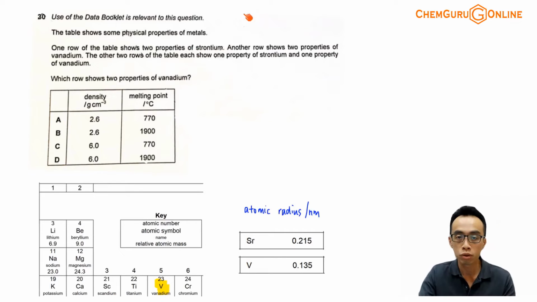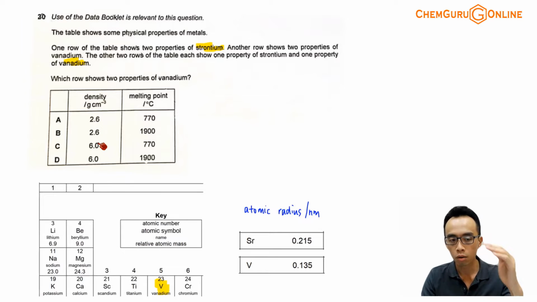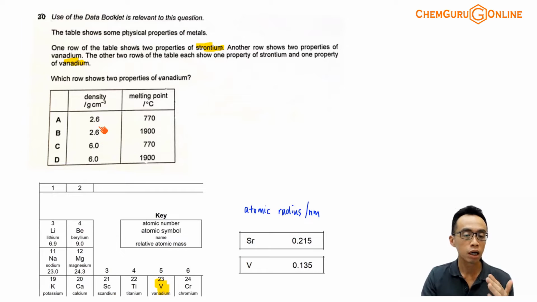Essentially, we're trying to compare between these two metals, correct? Between strontium versus vanadium. We're just trying to compare these two. And if I consider the density, the options are between 2.6 and 6.0. So clearly, first thing, I have to determine, between strontium and vanadium, which one has a higher density?